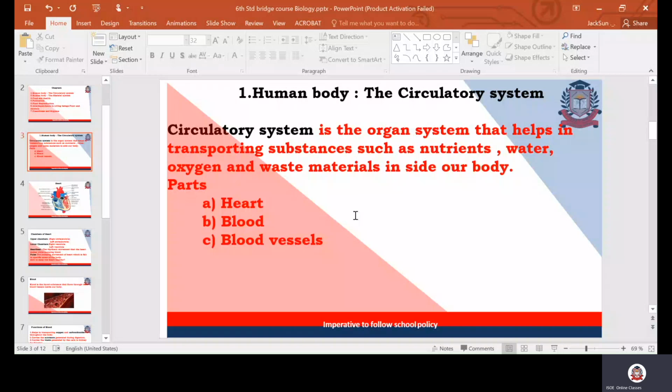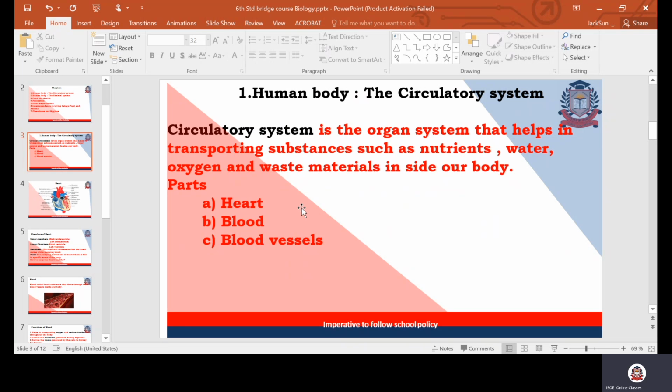Circulatory system is the system which is actually helping in the transportation of substances, right? Which are the substances? Nutrients, water, oxygen and waste materials, apart from other waste materials, carbon dioxide. So, circulatory system is the organ system that helps in transporting substances such as nutrients, water, oxygen, carbon dioxide and other waste materials inside our body.